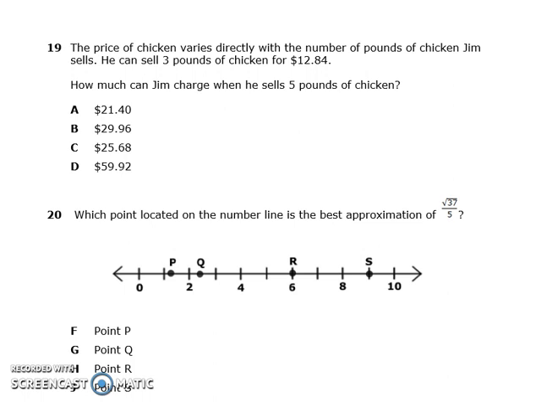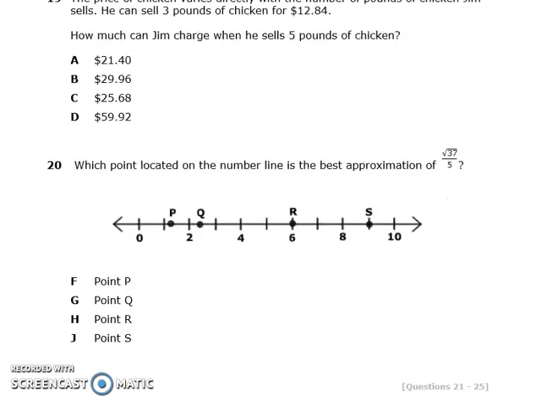Number 20. Which point located on the number line is the best approximation of the square root of 37 over 5? F, point P. G, point Q. H, point R. Or J, point S?